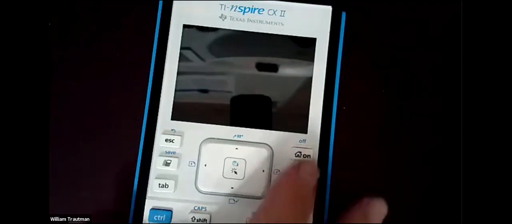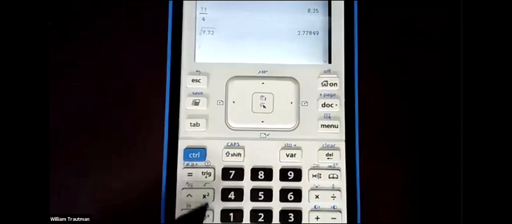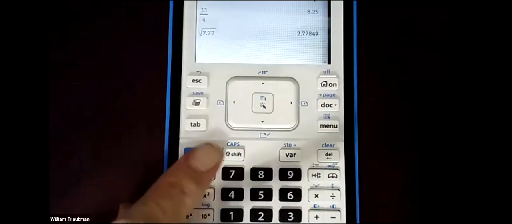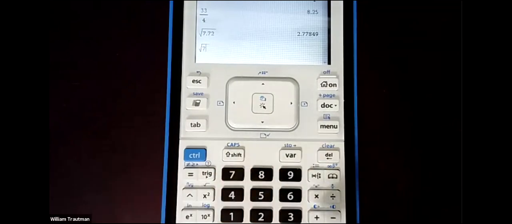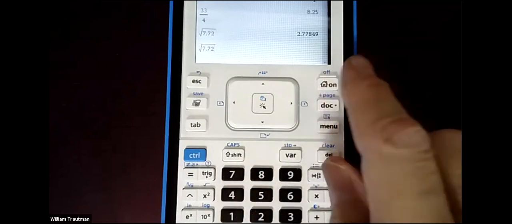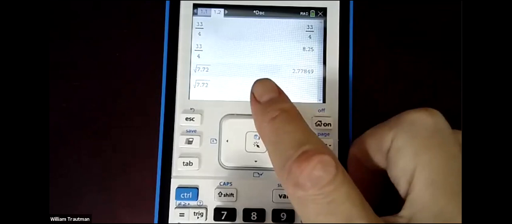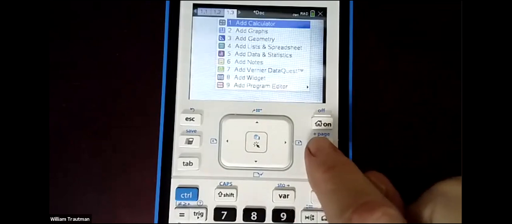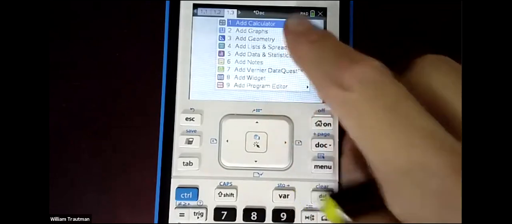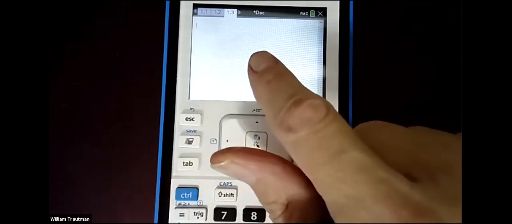And I'm just going to bring up my calculator again to do the square root right there. So you have to hit Control square root. Oh, by the way, let me show you where I'm at. What I did was you have to go to a calculator page. So I hit Control page, and then I added a calculator page. Just hit Enter. And now you can do calculator work on a calculator page.